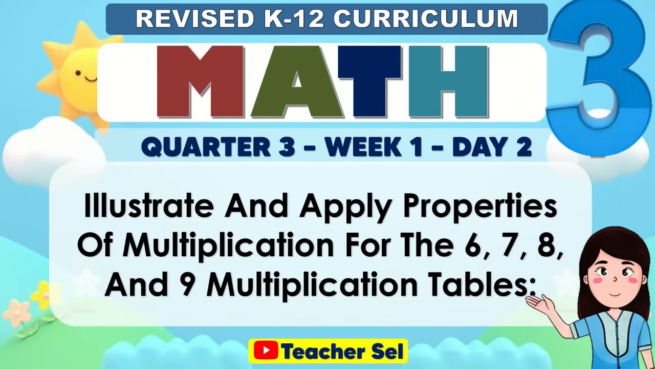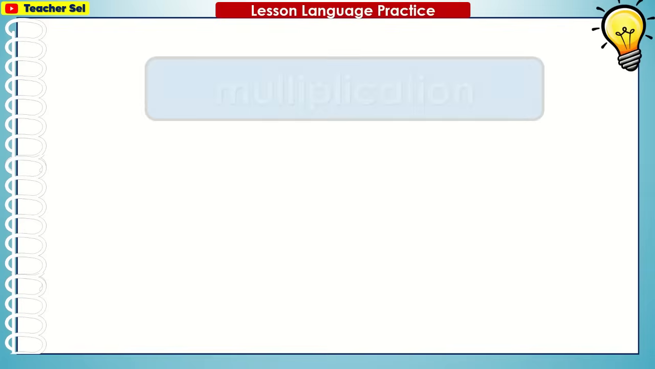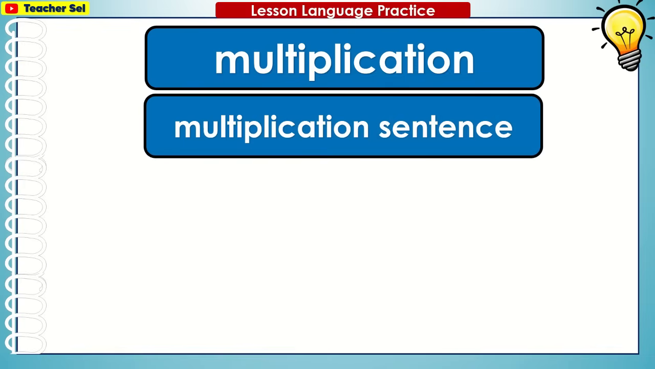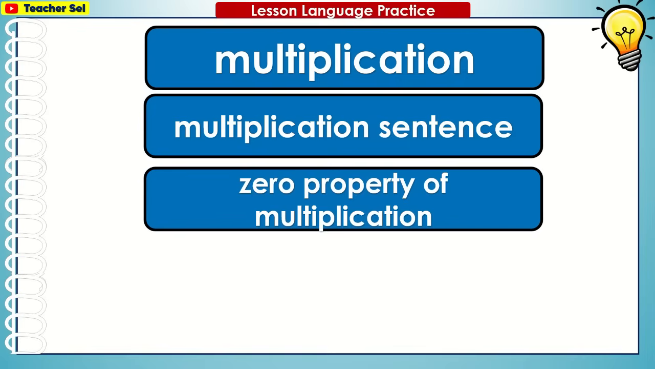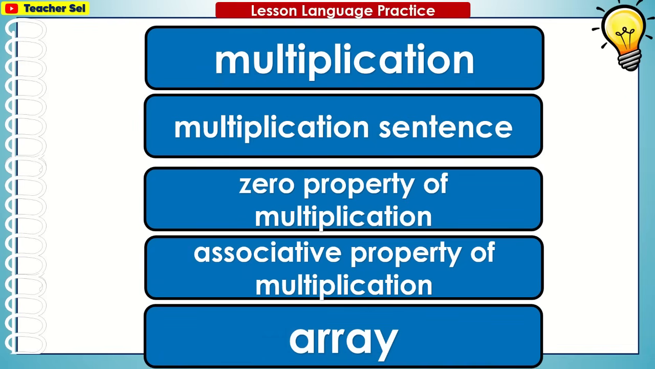For day 2, illustrate and apply properties of multiplication for the 6, 7, 8, and 9 multiplication tables. 0 multiplied by any number is 0, and changing the grouping of the numbers being multiplied does not change the product. Let's be familiarized with these terms: multiplication, multiplication sentence, zero property of multiplication, associative property of multiplication, array.